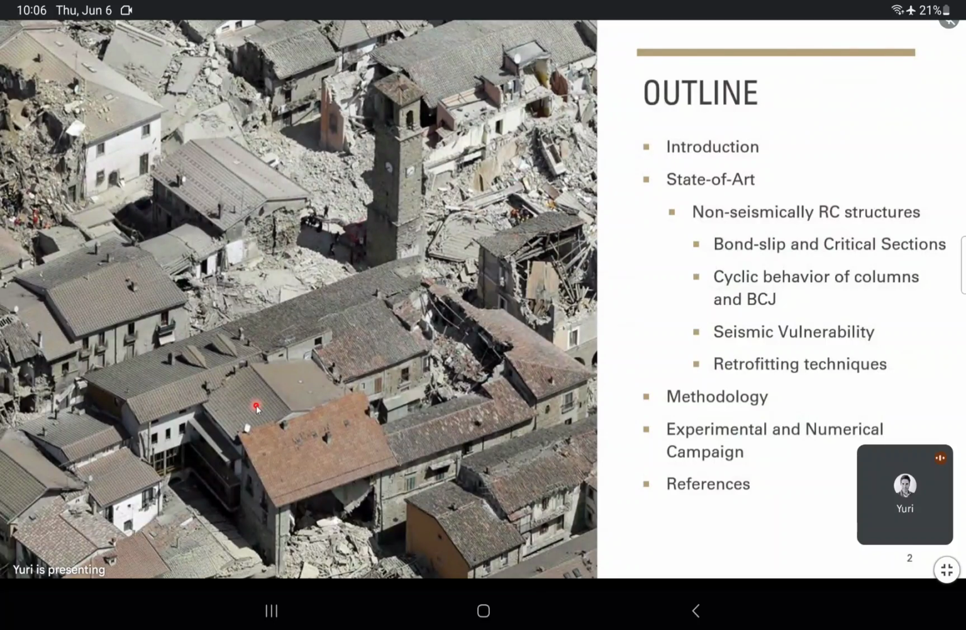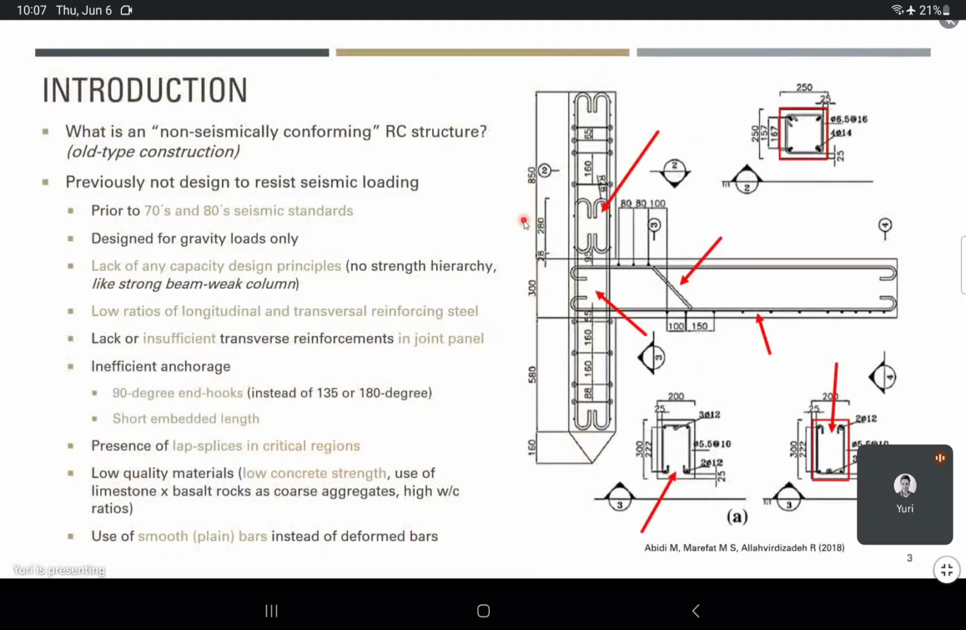Today we're going to be speaking about a brief introduction and a state of the art, which was my primary focus, and I hope I can take you through some very interesting topics that we have researched so far. I'm not here to talk about the main results that we found, but I just want to teach you a few things about old structures towards seismic performance. I'll go through very short points about methodology and the experimental and numerical campaigns, which are still under development. If you have any questions, feel free to ask me after this meeting, okay?